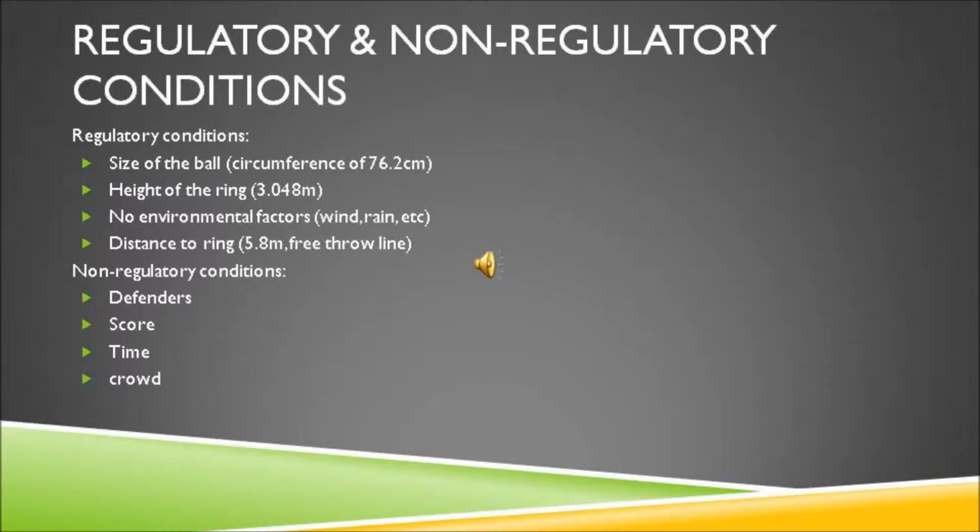Regulatory conditions include the size of the ball, height of the ring, lack of environmental factors such as wind or rain, and the distance to the ring from the free throw line. Non-regulatory conditions include defenders, score, time remaining, and crowd involvement.